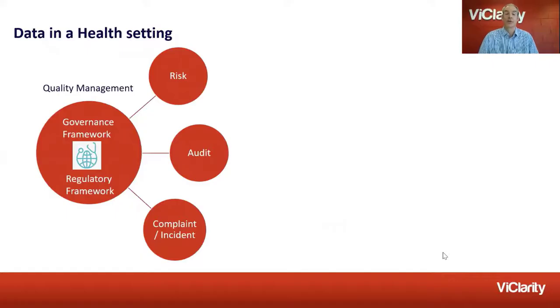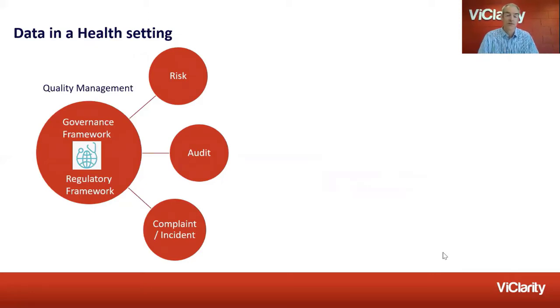If I look at a traditional data system in a health environment or a health setting, you look at the overall quality management of that environment, which is broken out into two main areas. You've got the governance framework, which is looking at all of the governance information on the performance of the facility. And then you're looking at the regulatory framework, which is the regulations driving those particular standards.